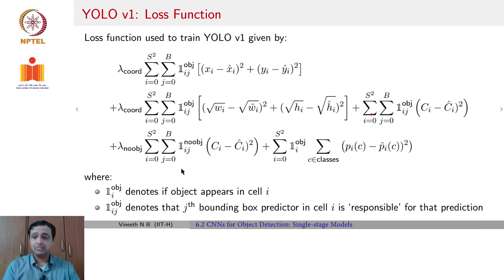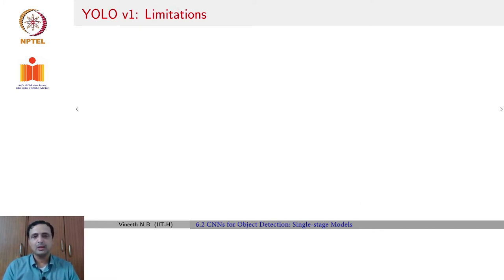And you do the same even when an object is not present. You would want the confidence to match the expected confidence, which in this case would be 0. So these two terms are complementary for positive and negative classes. And finally, the last term denotes the conditional class probabilities matching the expected conditional class probabilities. So these are the different terms in the loss function used to train the network.